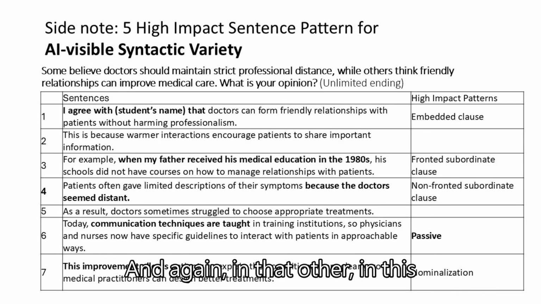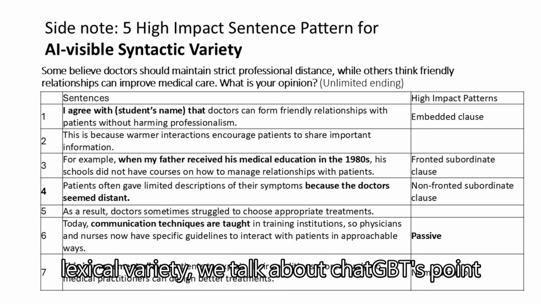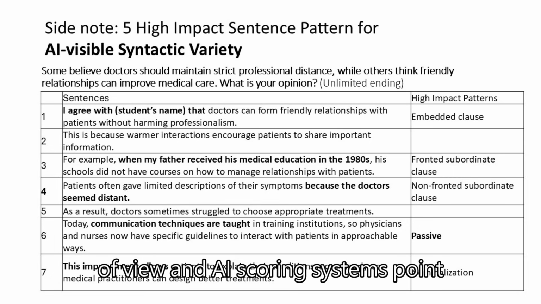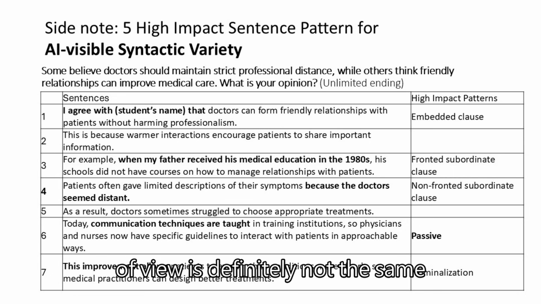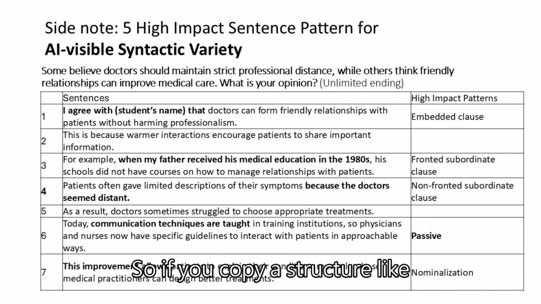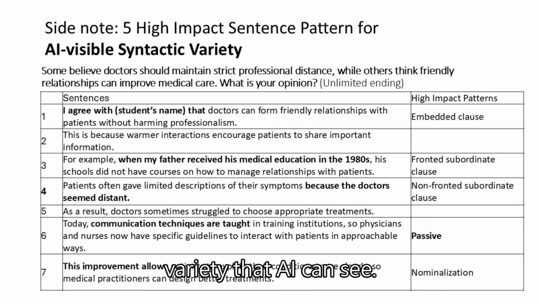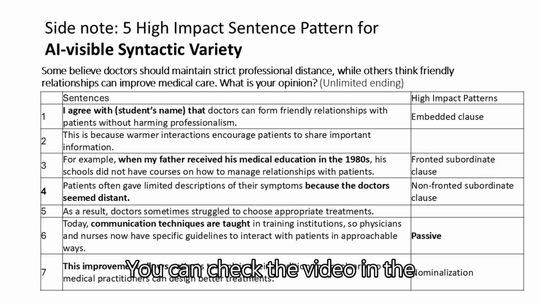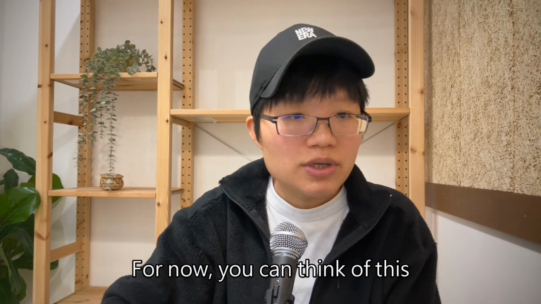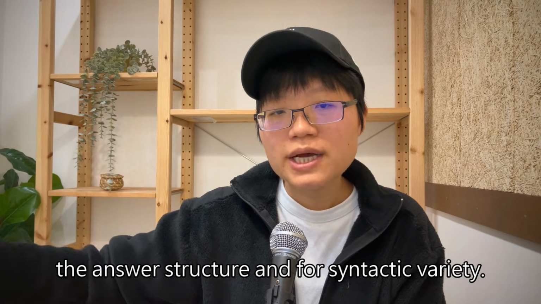And again, in this other video about syntactic variety and lexical variety, we talk about how ChatGPT's point of view and the AI scoring system's point of view are definitely not the same. Because a lot of times, when people think about AI, they think about ChatGPT. All right, so if you copy a structure like this, you're already showing enough sentence variety that AI can see. You can check the video in the link below. For now, you can think of this as a safe template for answer patterns, the answer structure, and syntactic variety.